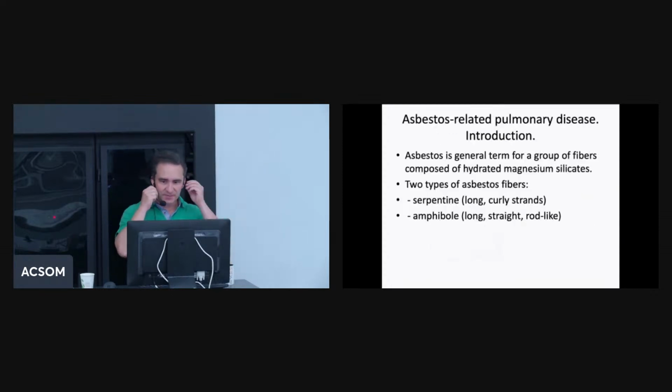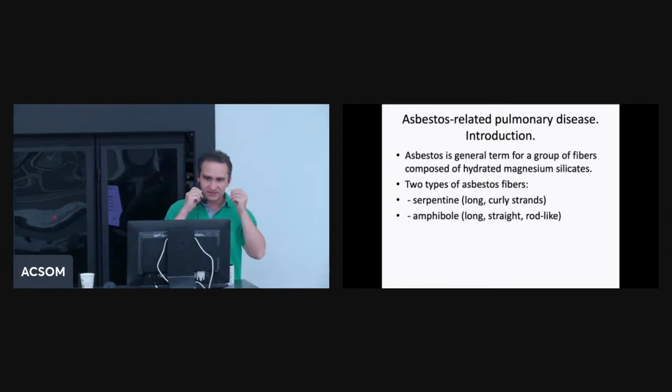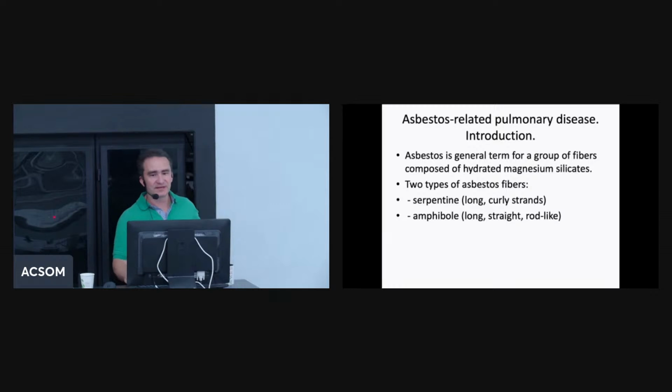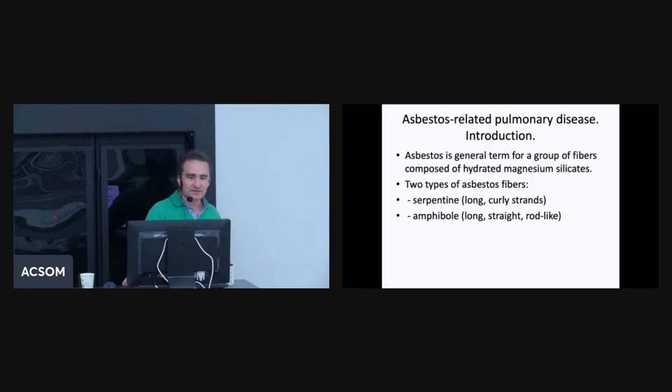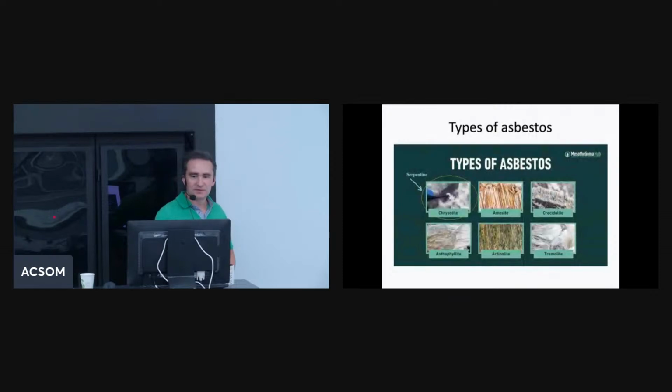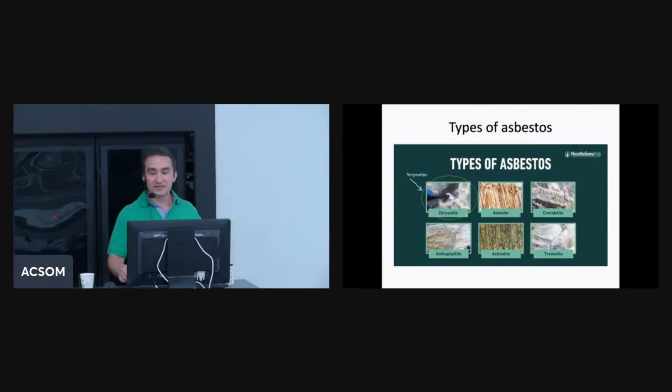So asbestos-related pulmonary diseases, there are a few of them. Asbestos is a general term for the group of fibers composed of hydrated magnesium silicates. And there are two different types of fibers of asbestos. One is the serpentine, which is long and curly strands. And then there is amphibole, which is long, straight, rod-like. So it's just the types of how the asbestos can be seen in nature. So serpentine is only one of them.